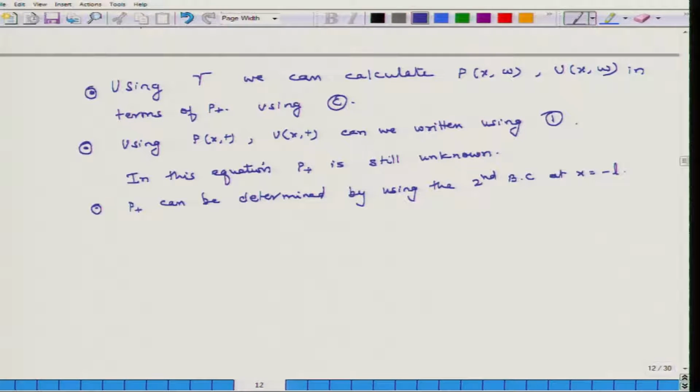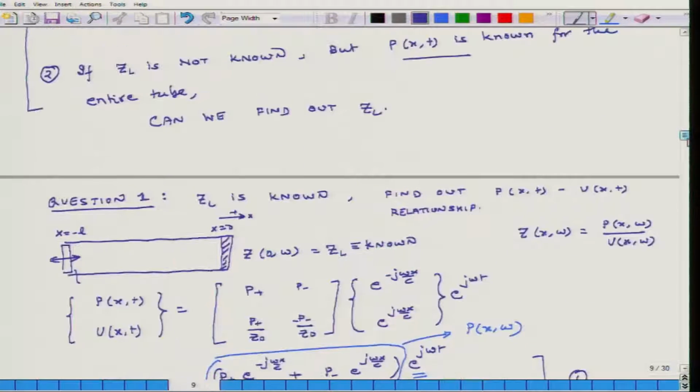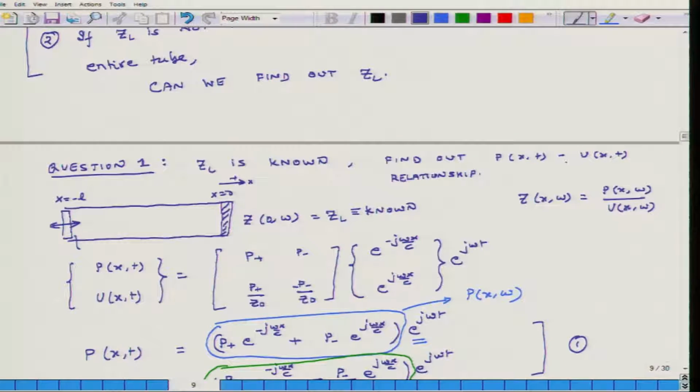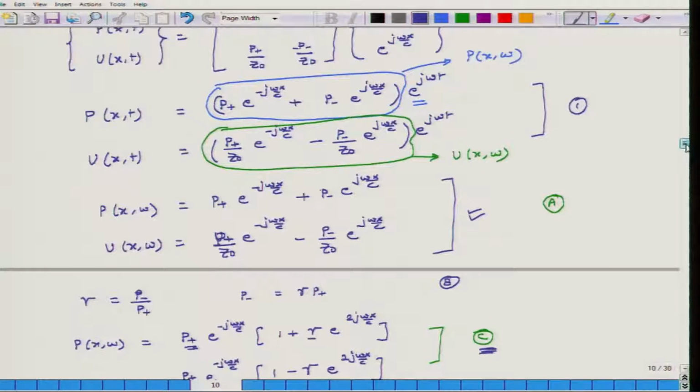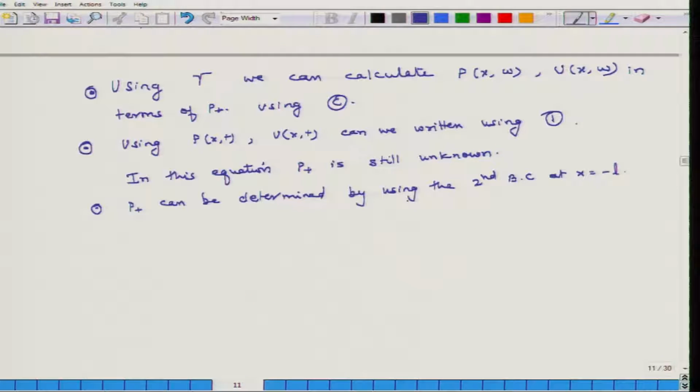Okay. So, what was our original question? Our original question was that if ZL is known, can we develop a pressure velocity relationship, which we have done, right. And the way to do it is, first you find out gamma in terms of ZL, use that gamma to compute complex pressure amplitudes using equation C, then go back and use equation 1 to develop expressions for complex pressure and complex velocity, and then find out P plus using the second boundary condition at x is equal to minus L. So, that terminates our discussion for today.